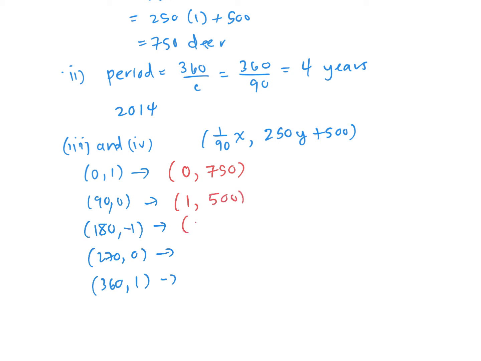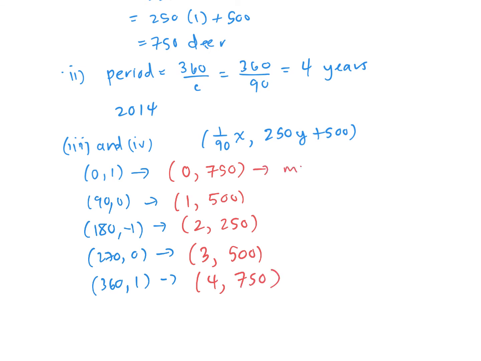Then I've got 180 divided by 90 is 2. Negative 250 plus 500. Then I have 270 divided by 90 is 3. And then we have back to 500. And then 360 divided by 90 is 4. And 750. So I can answer both 3 and 4 here.